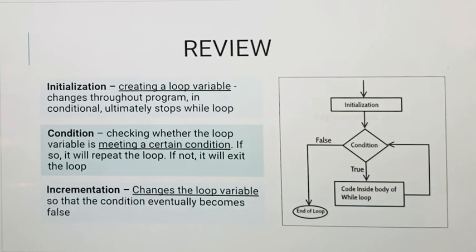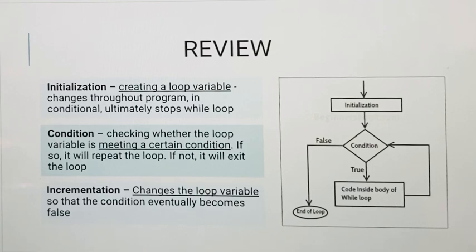A little review on how loops work. We talked about while loops a few videos ago, and for loops are very similar. We also have an initialization variable, which creates a loop variable that changes throughout the program. It goes through a conditional, which ultimately stops the loop when it becomes false. We have a condition which checks whether the loop variable meets the condition, and it stops the loop if it does not. We have incrementation, which changes the value of the loop variable so that at one point it will become false.